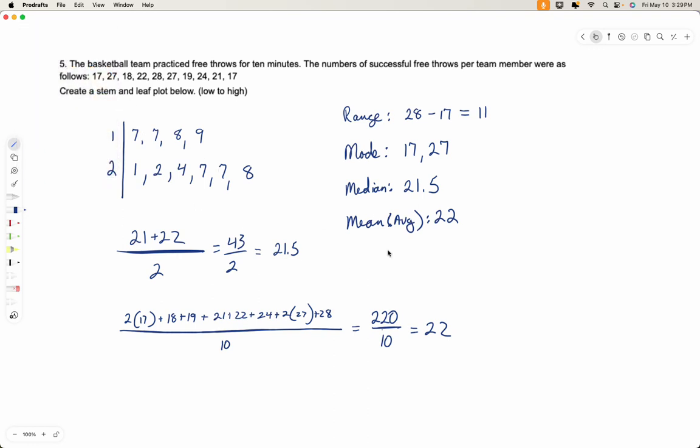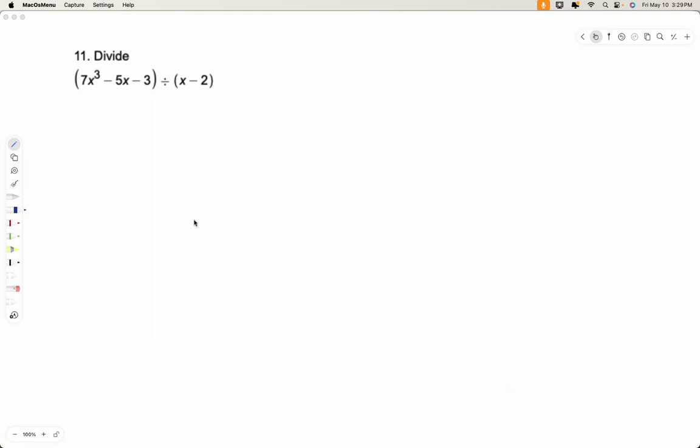All right. Let's look at the next one. All right, so I already gave you number 10 in a previous video. So this is another one. So here's what we're going to do. We're going to set this up. And in order to set this up, we have to look at the descending order. We're missing x squared, so we have to add a place in for that.